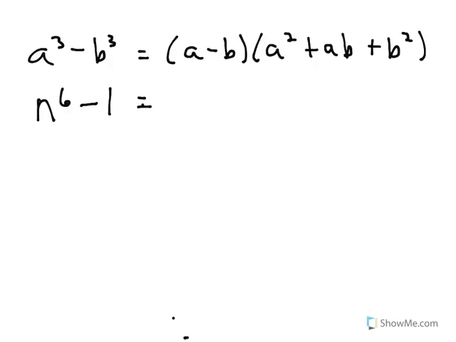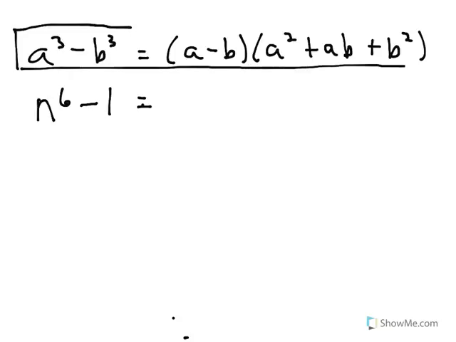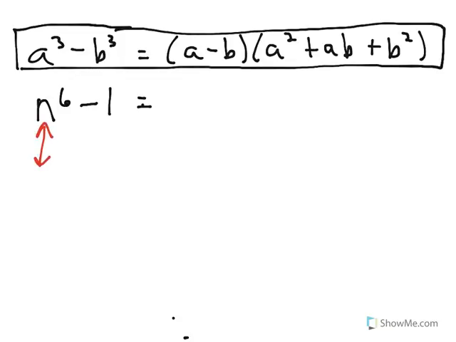Let's subtract 2 cubes. Remember the formula, a cubed minus b cubed equals a minus b times a squared plus ab plus b squared. We have n to the 6th power minus 1. First, rewrite that n to the 6th power as a perfect cube, and that would become n squared to the 3rd power. And 1 is a perfect cube. 1 to the 3rd power is still 1. Negative 1 to the 3rd power is still negative 1.